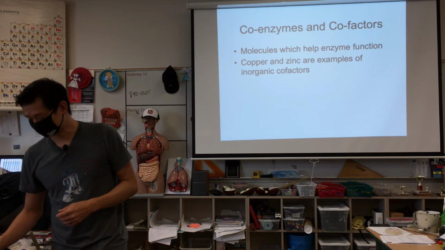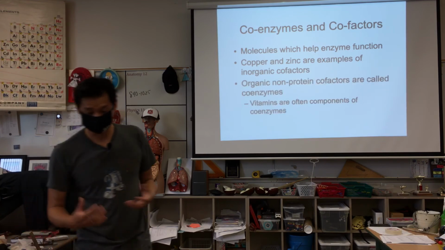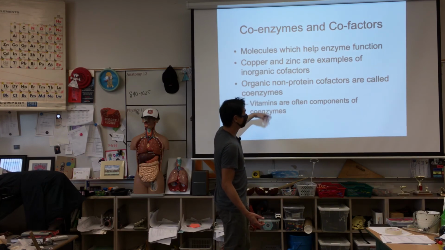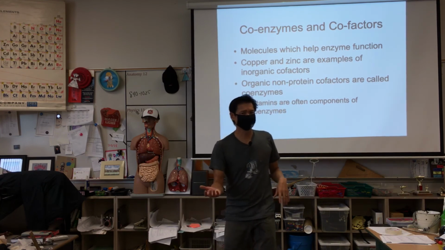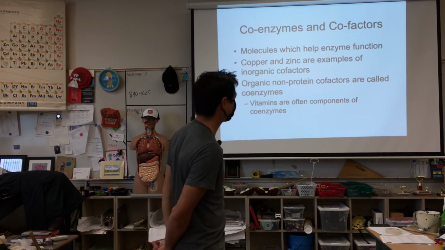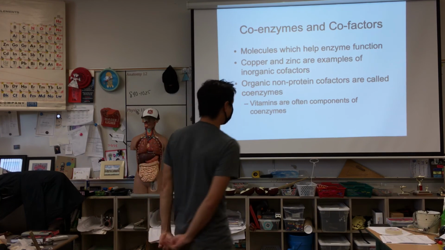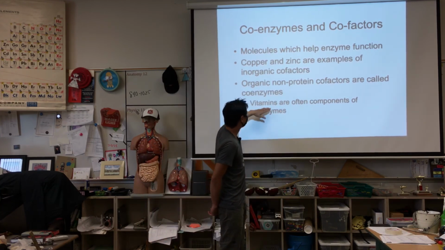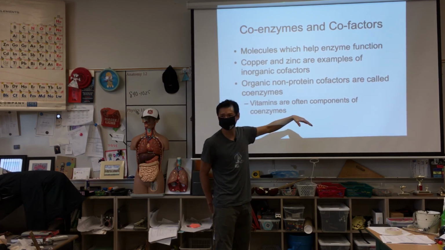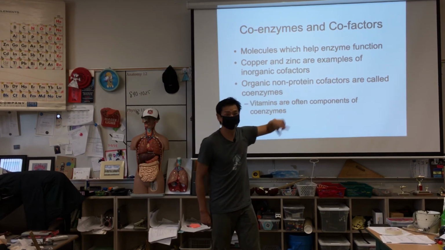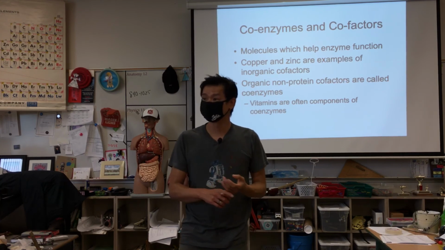There's some other things though, right? You may have heard of vitamins, right, and minerals. And you might say, why do we need those? Well, vitamins and minerals help enzymes work. So they're called coenzymes or cofactors. If it's organic, it's a coenzyme, just like enzymes are organic. Coenzymes are organic, like vitamins, right? Vitamin A, vitamin C, vitamin D. Cofactors are inorganic, like zinc, right, and copper.